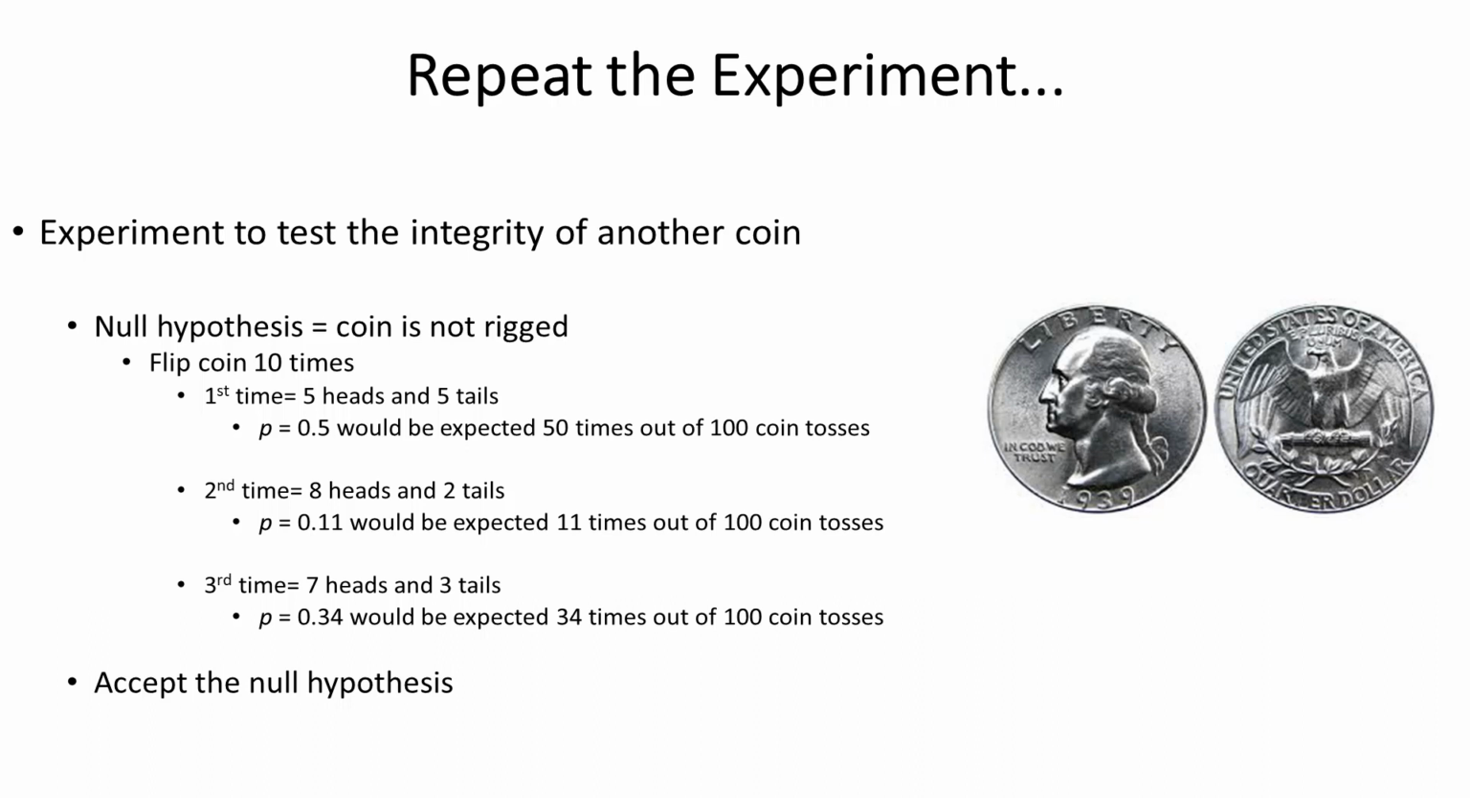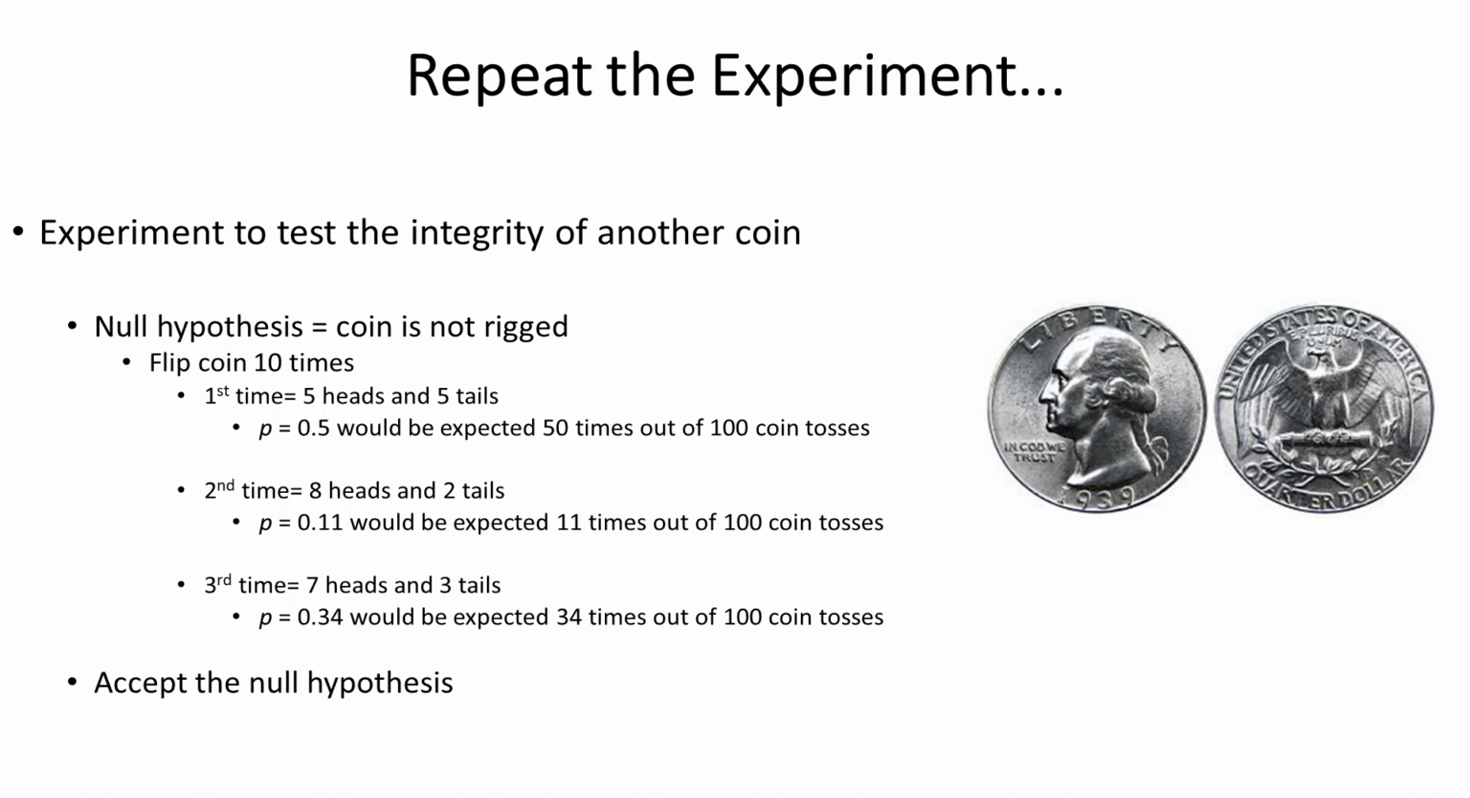So since p is equal to 0.5, that's looking good, right? You think that we can accept the null hypothesis. There's really no difference. There's no problem with the coin. So we thought, okay, let's do it again. Same coin. Second time we get 8 heads and 2 tails. That would be a p-value of 0.11. Again, 0.11 is greater than 0.05. It would be expected 11 times out of 100 coin tosses. And since that number is greater than 0.05, we're still good. We're still going to accept the null hypothesis.